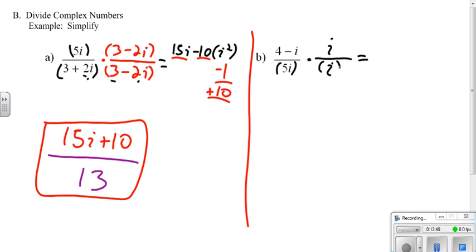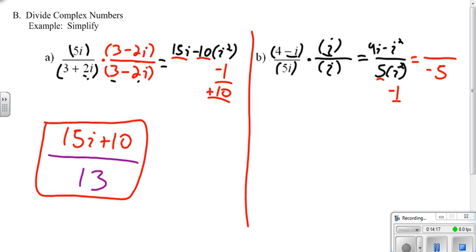When we do that, 5i times i becomes 5i squared, which again, Renee told us is negative 1. 5 times negative 1 becomes a negative 5 on the bottom. On the numerator here, 4 times i becomes 4i. Negative i times i becomes negative i squared. Again, Renee told us that this is negative 1, so a negative negative 1 makes a positive 1. So we're left with 4i plus 1. And this would be our final answer here.